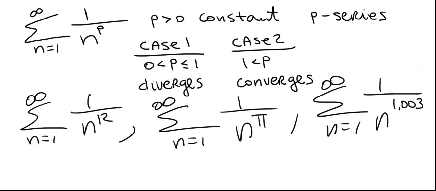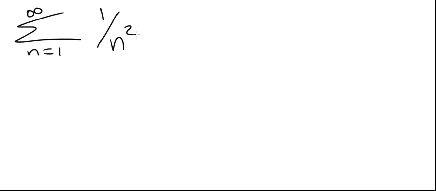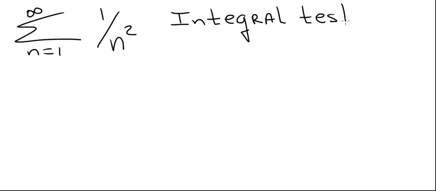Before we derive the general case for arbitrary p greater than 1, let us look at a specific p-series, summation n equals 1 to infinity of 1 divided by n squared. This is a p-series with p equals 2. And we're going to show that this series converges by using the integral test. And let's recall what the integral test says.